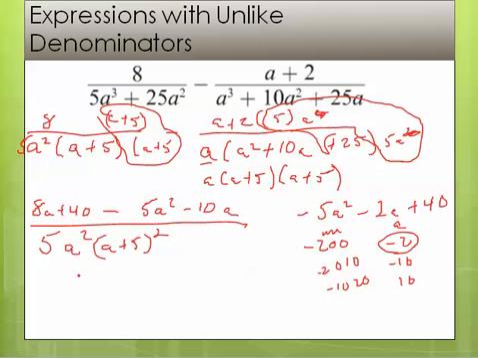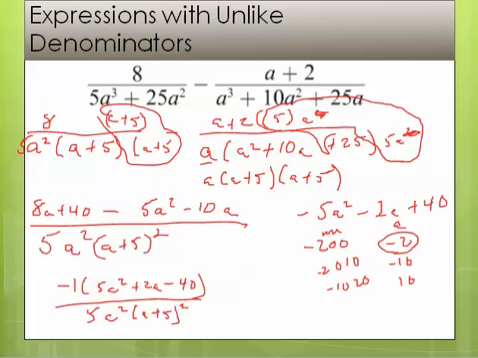Okay? And so what I'm thinking is that this is the lowest common denominator. Well, I'm going to factor a -1 out of it just because I hate starting things with a negative. So that'd be negative times 5a squared plus 2a minus 40 divided by 5a squared times a plus 5 squared.